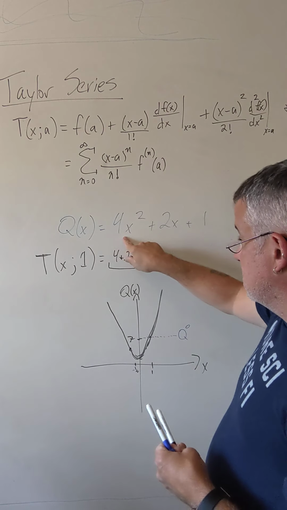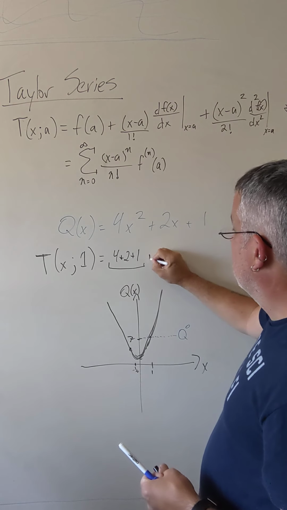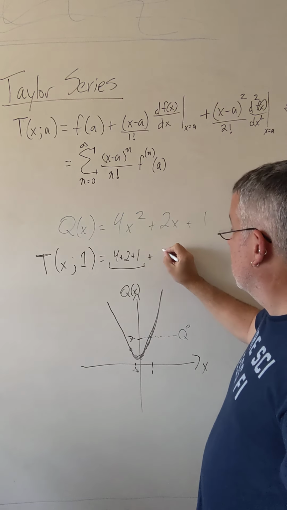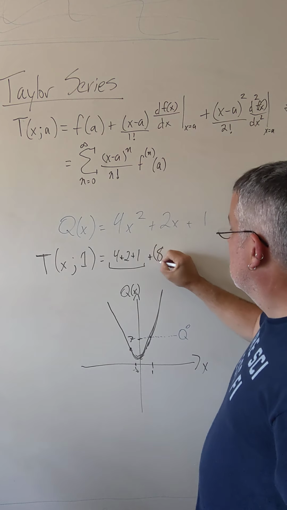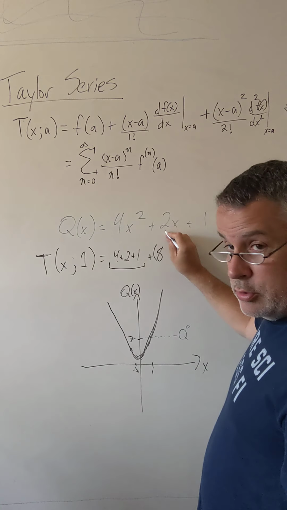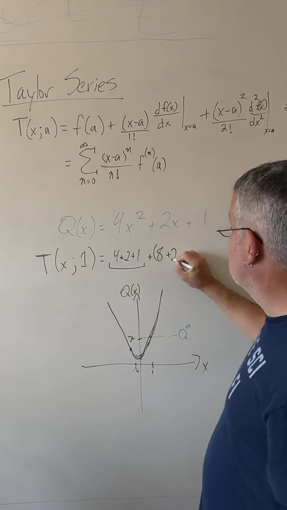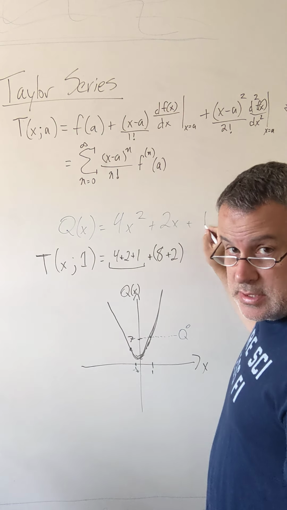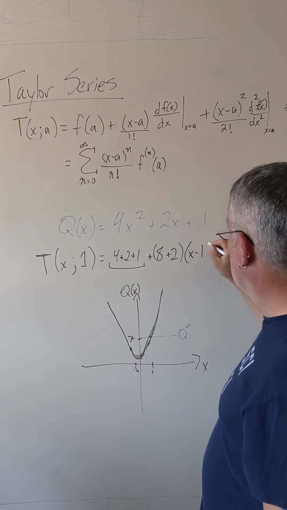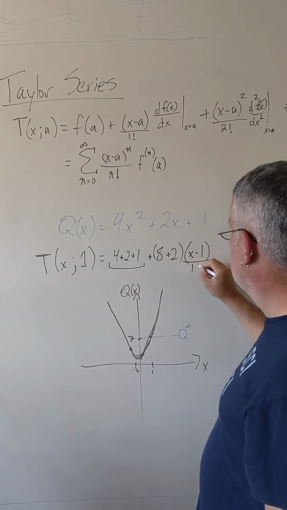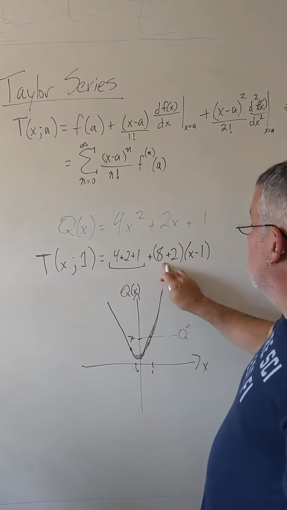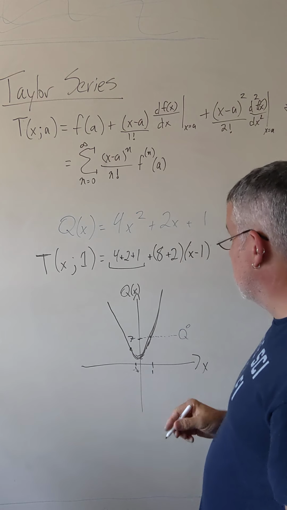So the first derivative is 8x plus 8a, but a is going to be evaluated at 1. So 8, reading parentheses here, plus derivative of this term, 2, plus 2, derivative of this term, 0. And then we multiply that times x minus 1 over 1 factorial, but 1 factorial is just 1, so we can forget about that. So now we've got 10 times x minus 1.